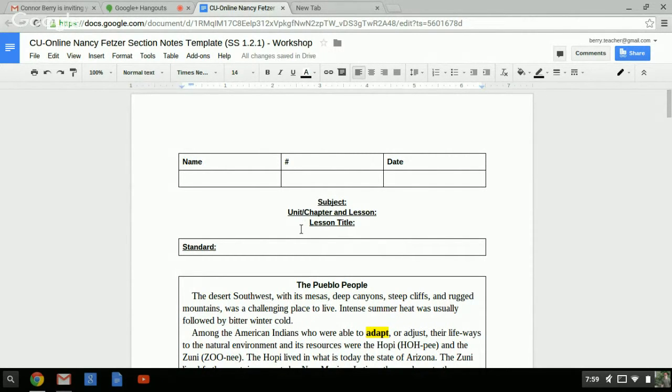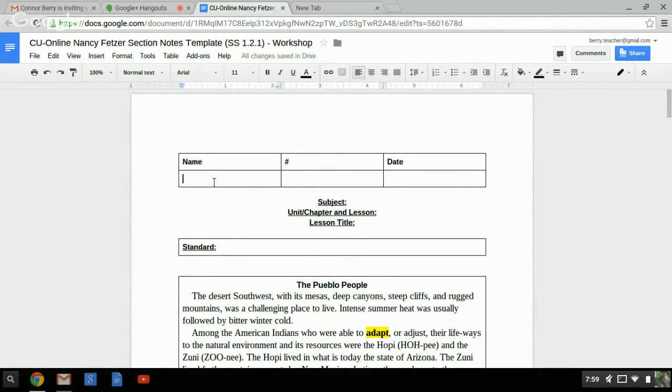What we're going to do today is go through our first section of social studies. It's important that we understand what's going on here because we're going to be doing a multiple intelligence project with one of these standards. So let's get started. First, you should have read the lesson so far, which is on page 52 in your book. It's lesson 1, the desert Southwest. Once you've done that, we have these notes to do.